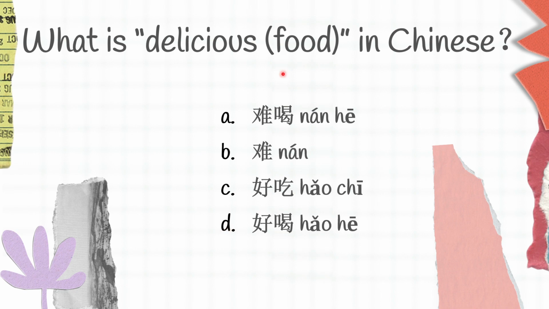Moving on to the next question. What is delicious for food in Chinese? So we have A. 难喝, B. 难, C. 好吃, D. 好喝. So let's try to think.